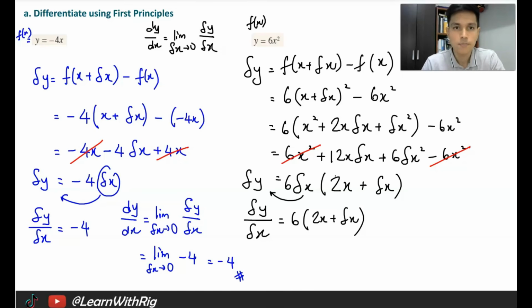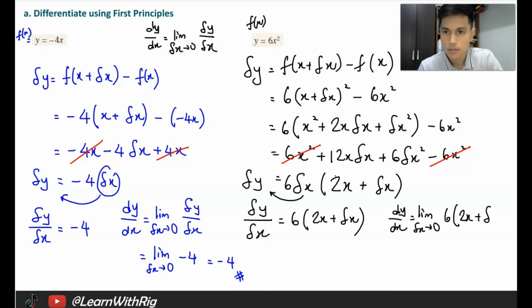Now you can substitute into the formula. dy/dx equals the limit as delta x approaches 0 of delta y over delta x, which is 6 times (2x plus delta x). Delta x approaches 0, so this one becomes 0. You will get 6 times (2x plus 0). So the answer is 12x. This is your answer.